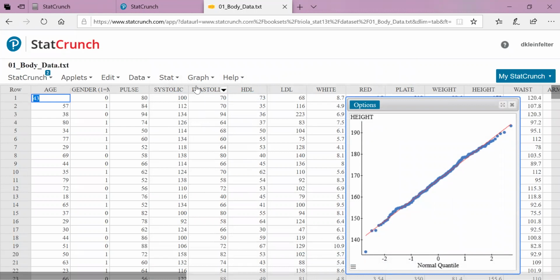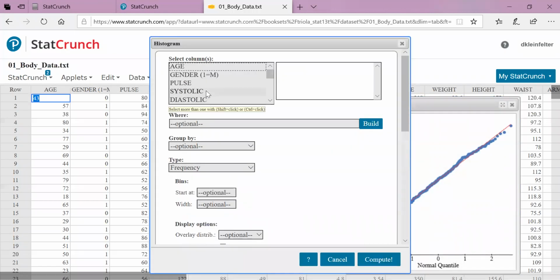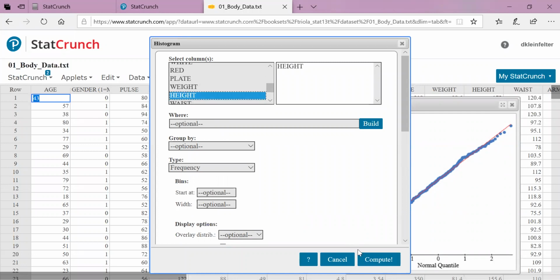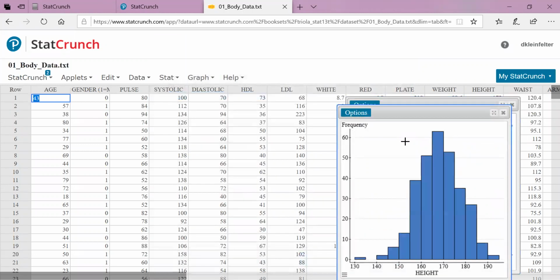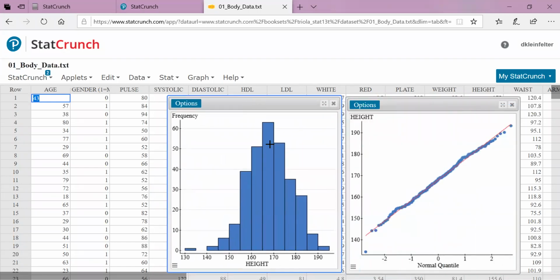So let's see how that's going to end up looking on the histogram. So we'll go back to Graph and then Histogram. And then we were doing heights. And click on Compute. And there's our histogram. So yeah, this one looks a lot more like a bell curve. There is that one kind of outlier here at the bottom that is throwing things off. All right, so there's just a couple of examples of how you can use StatCrunch to generate both histograms and QQ plots.